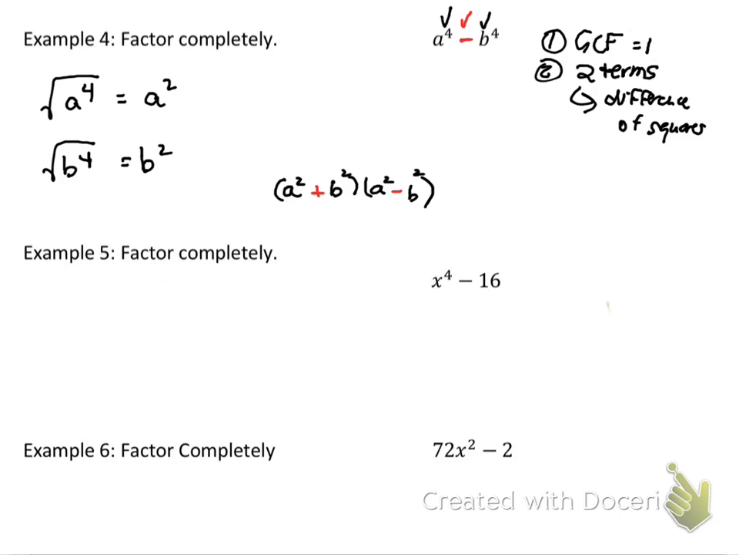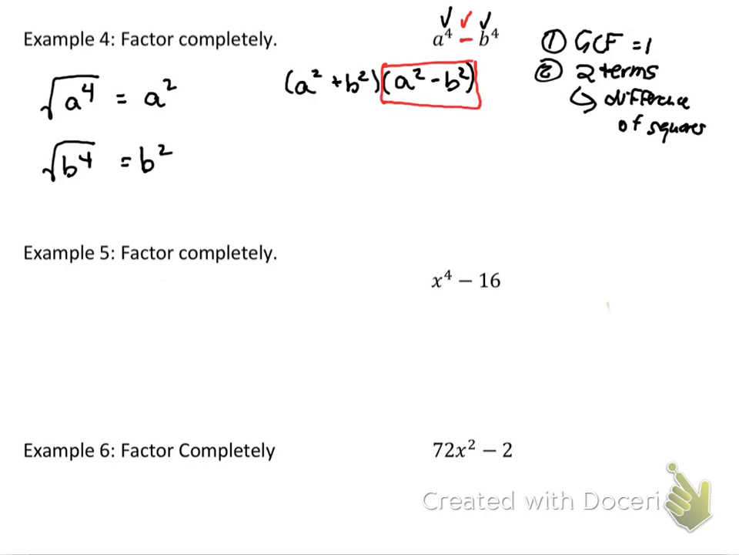Now, take a minute and look at what we have here. I'm going to rewrite it up here just so you can see it better. We have a squared plus b squared times a squared minus b squared. Look at what we have and think about if there's anything else we can do with this answer. If you want, you can pause the video and give yourself extra time to think. Did you notice that the term a squared minus b squared is itself a difference of squares?